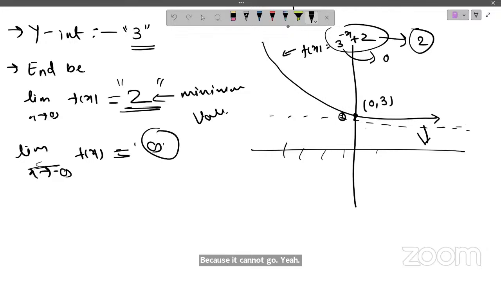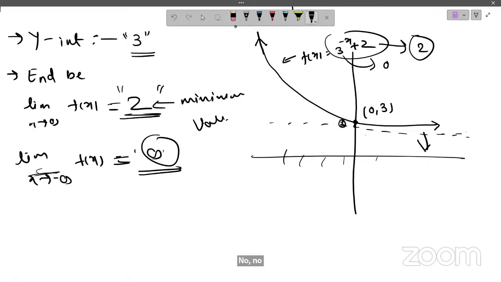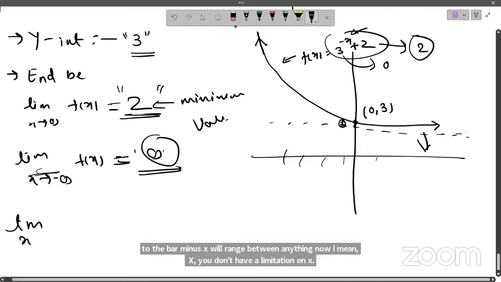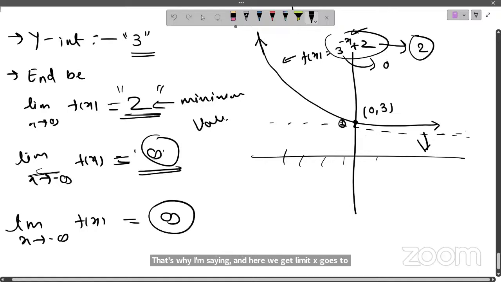Maximum, obviously, it is going to infinity. So it can go anywhere. How can it go to infinity? 3 to the power of minus x can range between anything, right? You don't have a limitation on x. That's why I'm saying, here we get limit x goes to minus infinity of f of x is equal to infinity. Is this clear to you?